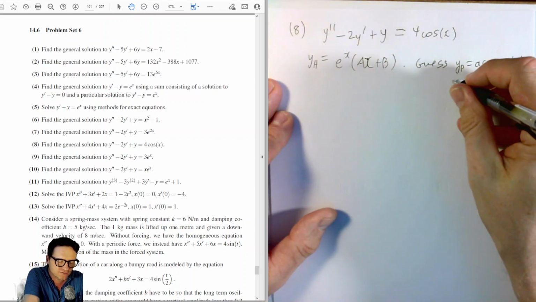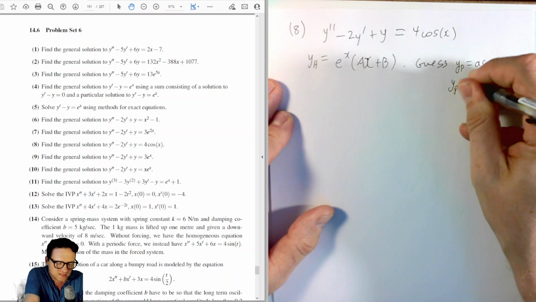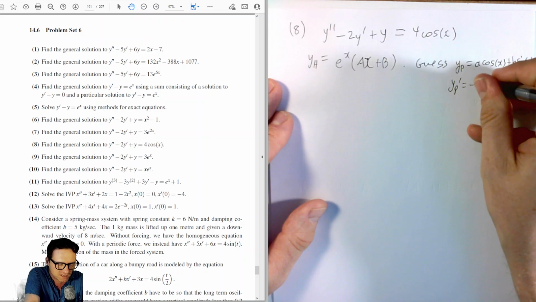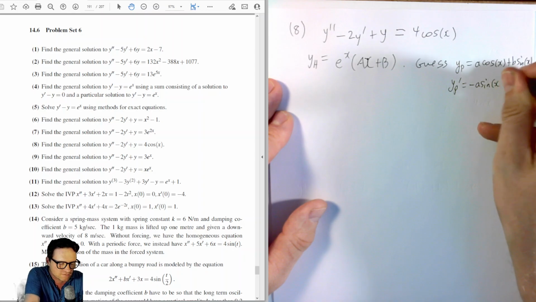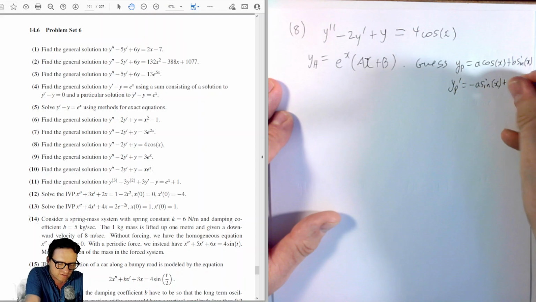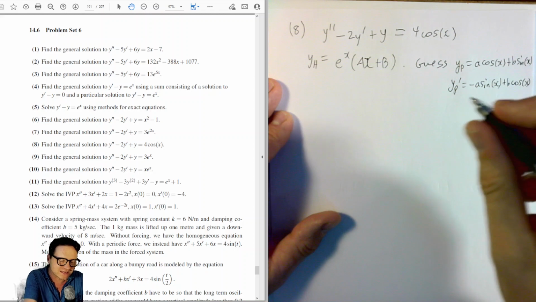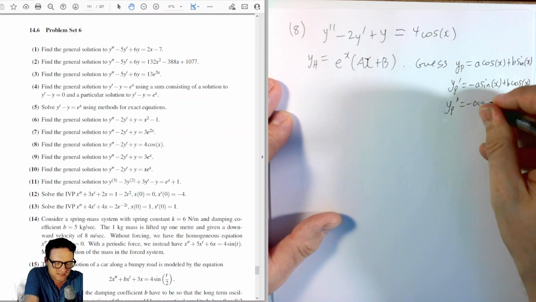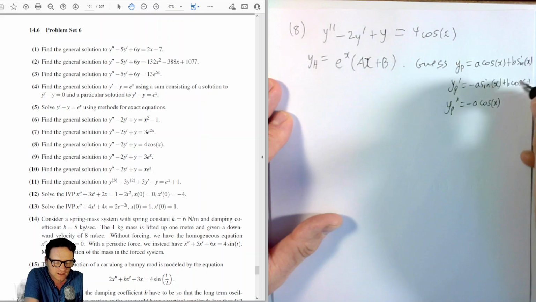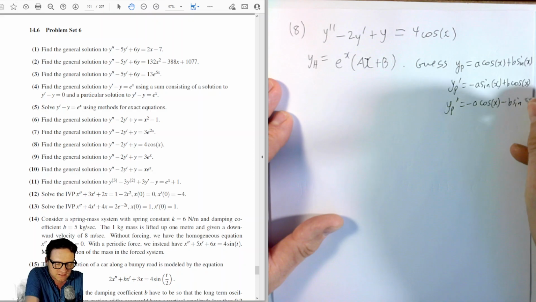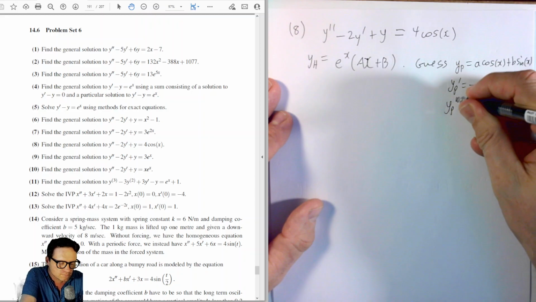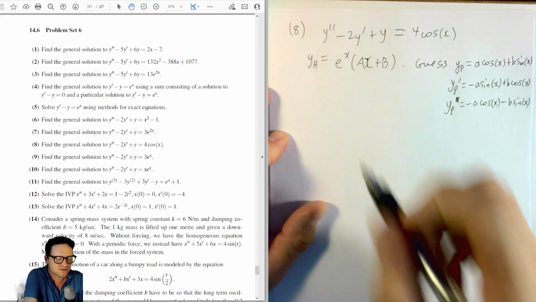All right, now we need to differentiate this. So yp dash, now the derivative of cos is minus sine, so we have minus a sine of x, and the derivative of sine is cos, so we have plus b cos of x. Okay, differentiating this again, yp double dash is equal to minus a cos of x, and then minus b sine of x. Okay, now we substitute this into the differential equation.